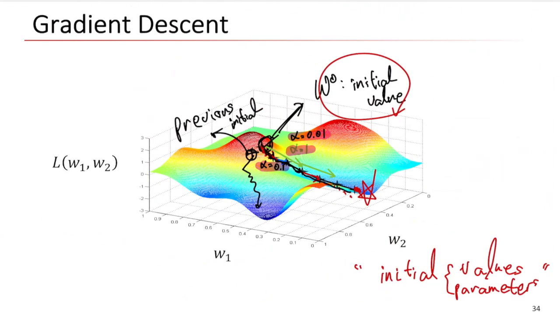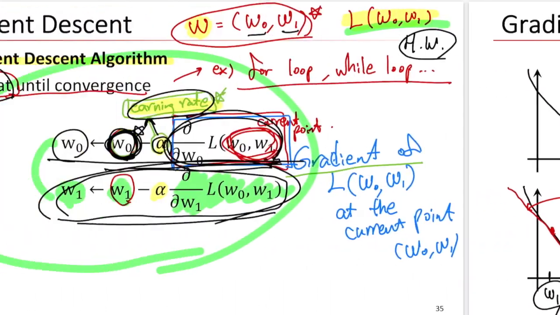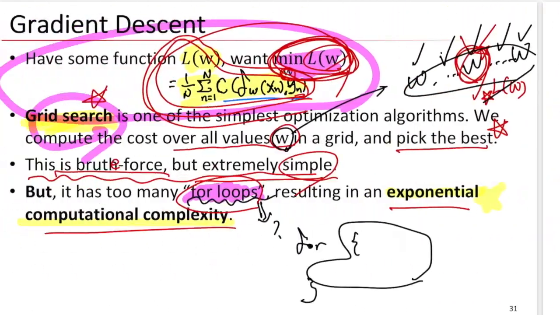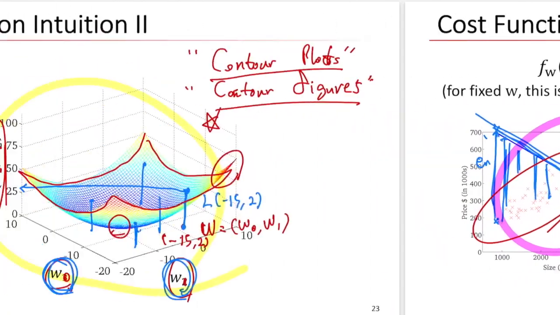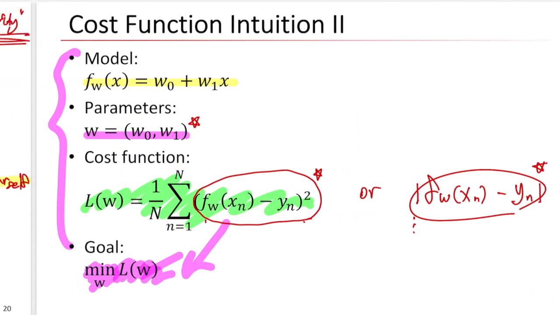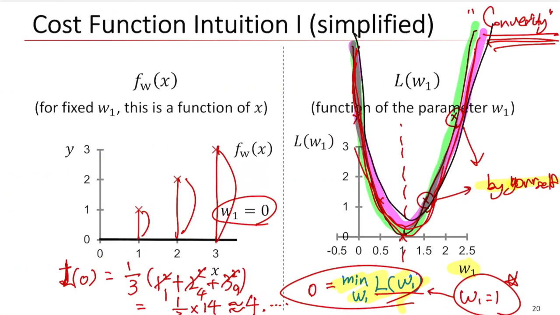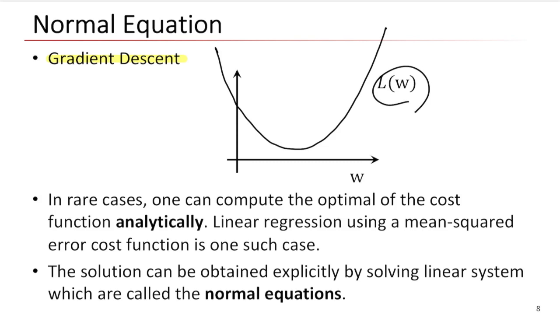Let's see this one. This is the cost function of the linear regression problem. So the cost function looks like this. It means that if we start from an arbitrary point, each step just follows this line.